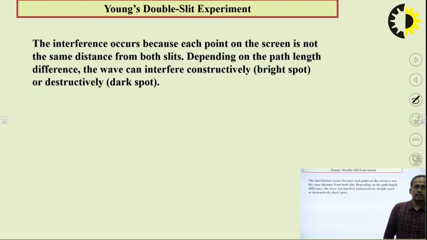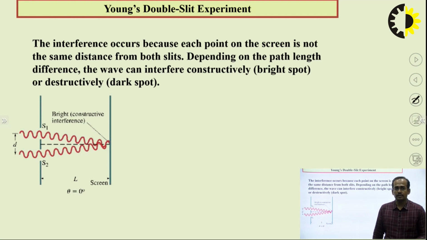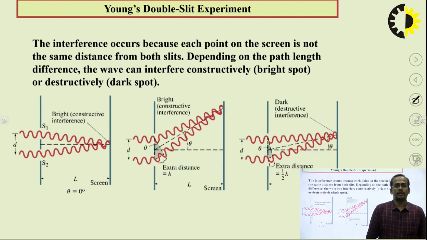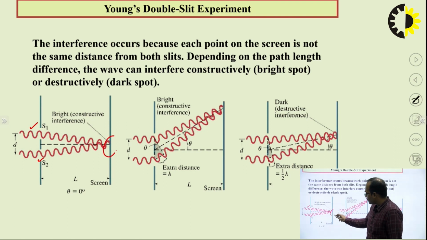In the Young double slit experiment, the interference occurs because each point on the screen is not the same distance from both slits. So if I am sending sunlight from slit 1 and slit 2, it is not necessary that both the waves will travel the same distance. Depending upon the difference in path traveled, here I am passing the sunlight through slit 1 and slit 2 and the destination point is the same.